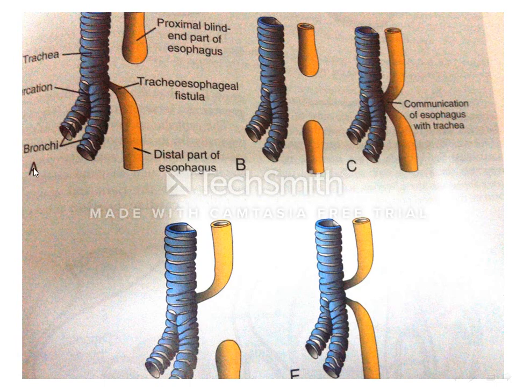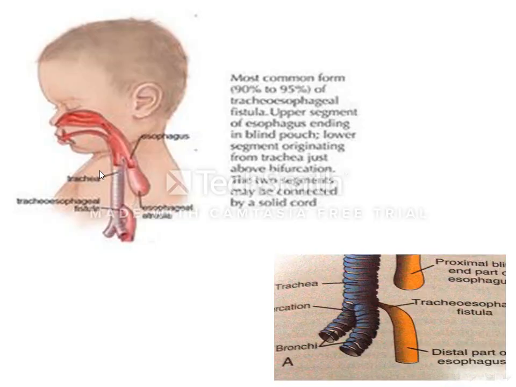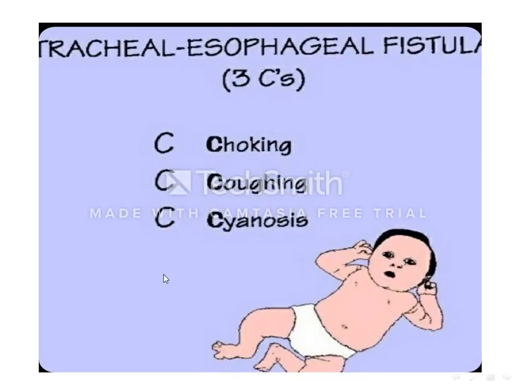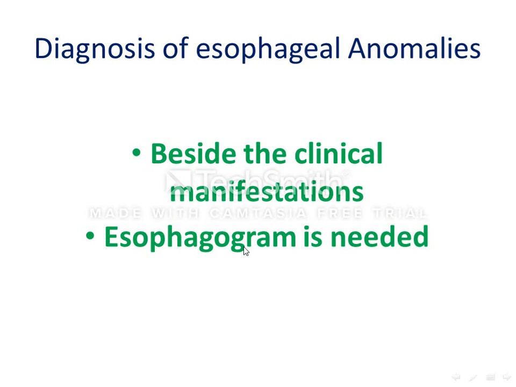The type illustrated in figure A is the commonest type. So here there is obstruction of the proximal part and communication between the distal part and the trachea at the bifurcation of the trachea. Tracheoesophageal fistula may lead to several clinical manifestations in the baby, the 3 C's: choking, coughing, and cyanosis.